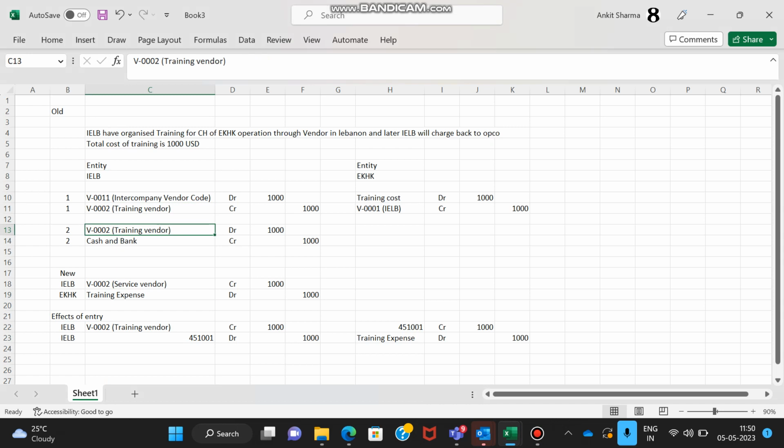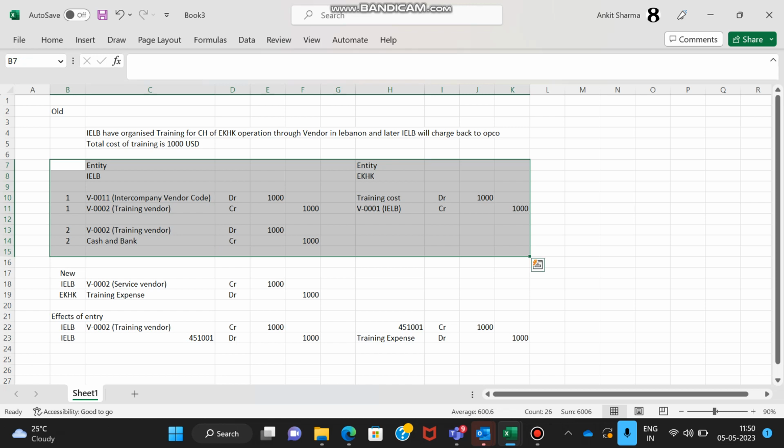Simultaneously, they would share the details with the entity Ekistok Hong Kong. They would account the transaction as cost of training debit in their books of account, and they would credit the IELB account through the accounts payable module. So this is how the transaction used to happen previously.